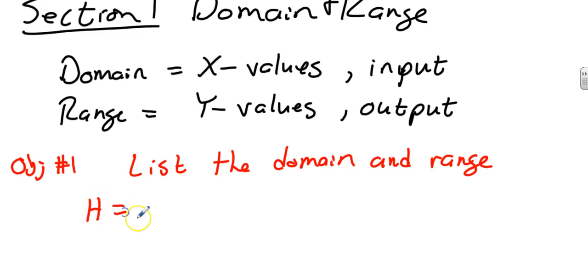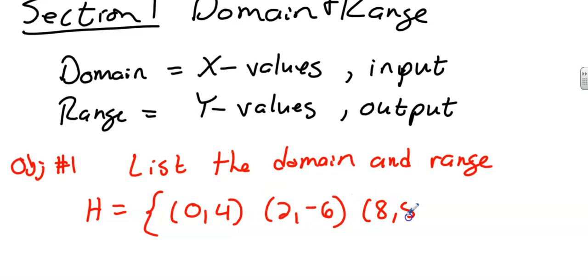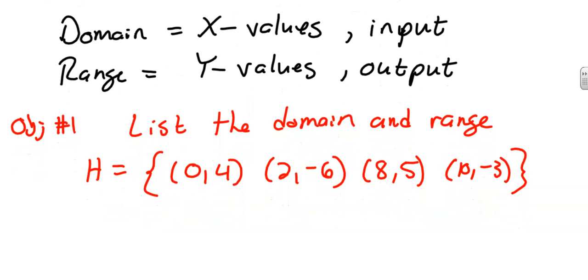The way they'll set this up is they'll give you a big group of ordered pairs, which they would call a relation. It could be 0, 4, it could be 2, negative 6, it could be 8, 5, and then 10, negative 3. For your domain, just tell me what the numbers are in the X values. That's going to be 0, 2, 8, and then 10.